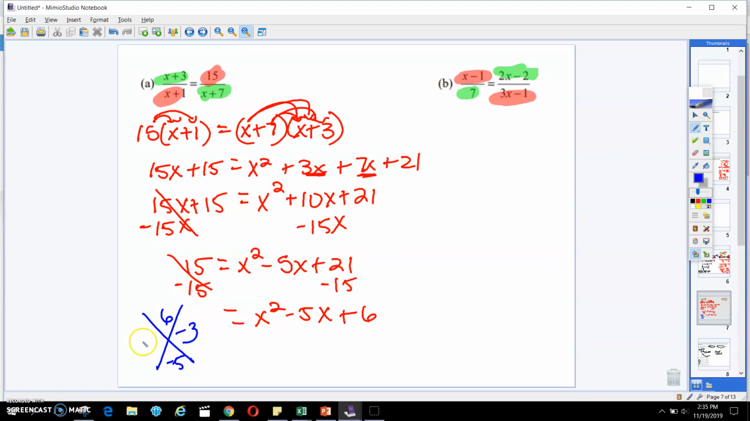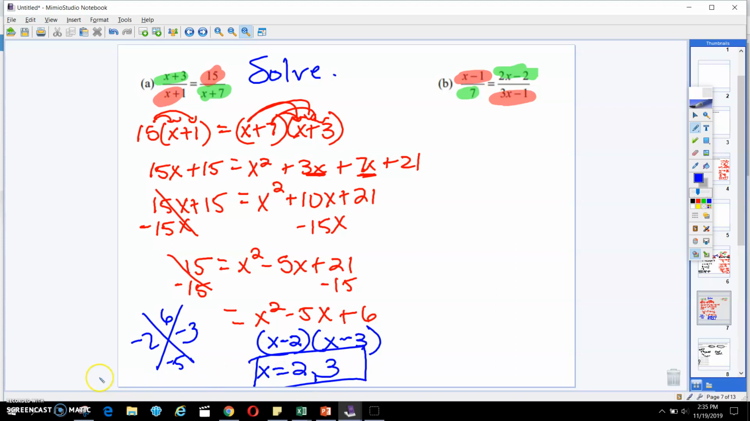Because remember, you need to make this positive up at the top, and this has got to be negative at the bottom. Okay, so make sure that you pay attention to that. So when I write this out, I'm going to get x minus 2 times x minus 3. And remember, our goal is to solve, right? We want to solve. So we're going to set both of these equal to 0 and move those numbers to the other side. So x is going to equal 3 and 2.